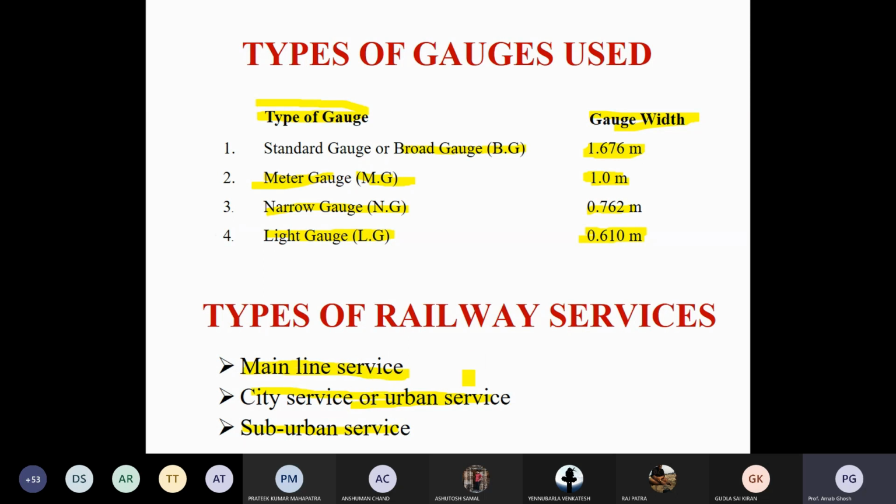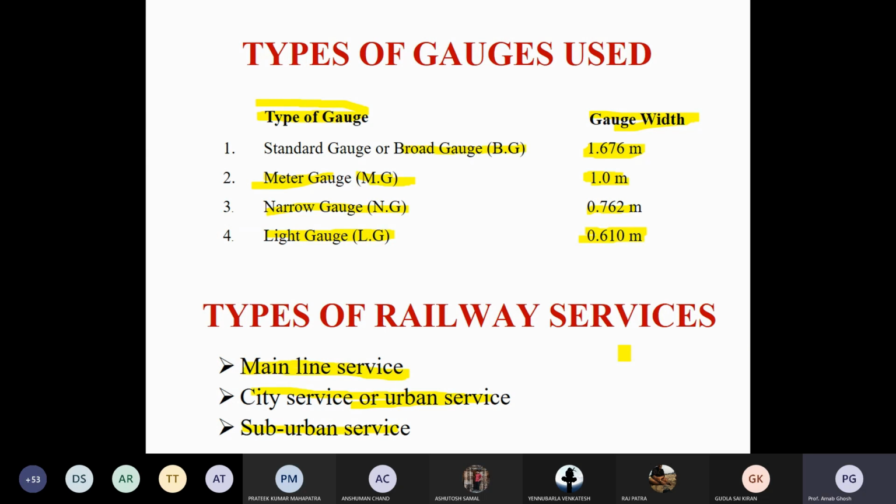Then city service or urban service. Urban service means the train travels between two cities, maybe more than 200 kilometers, sometimes 300 kilometers. Then it is called intercity, sometimes intercity express or intercity memo. That is more famous for city service. Another one is suburban. Sorry, I told that wrong.